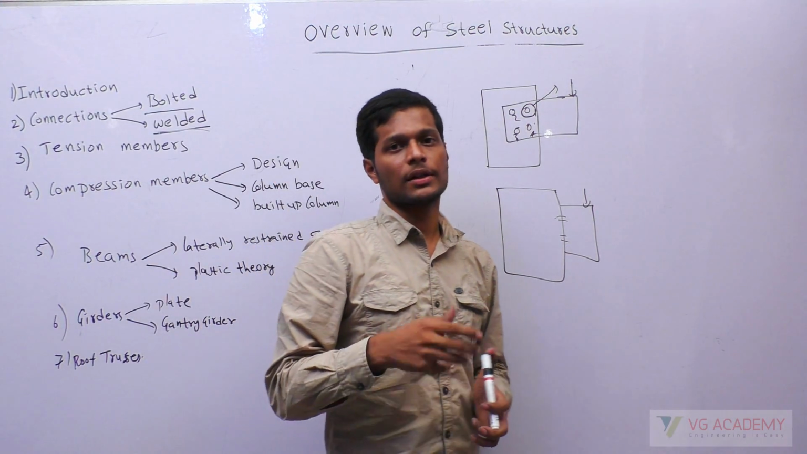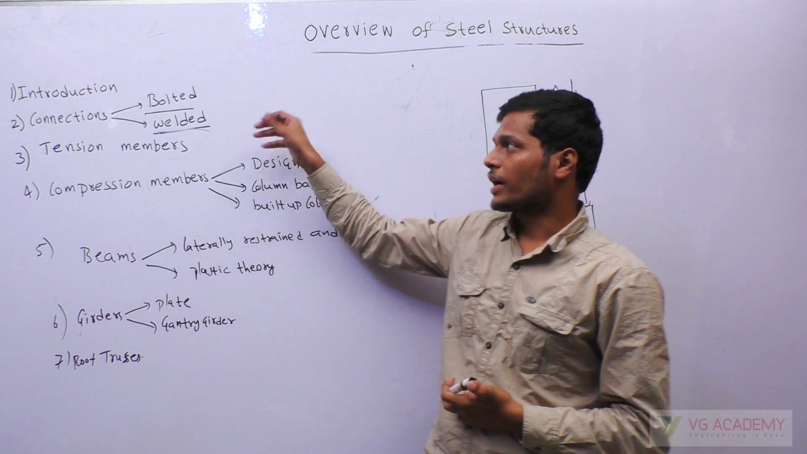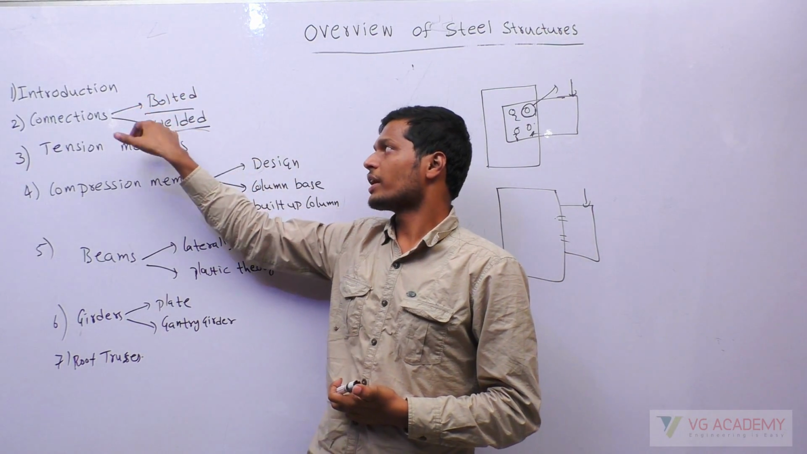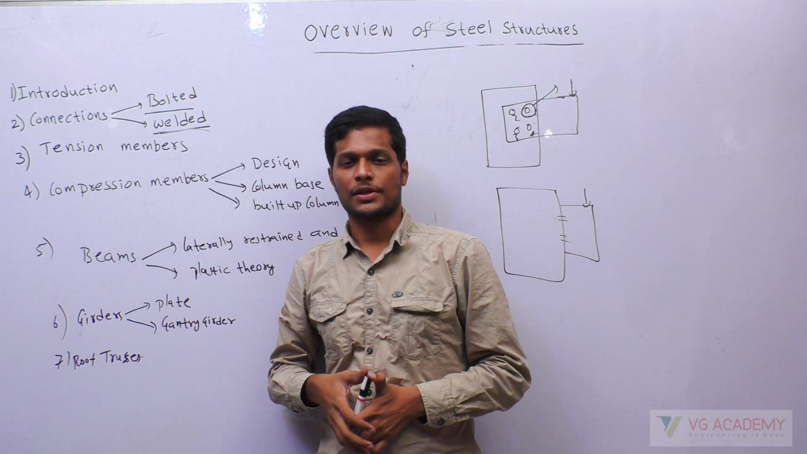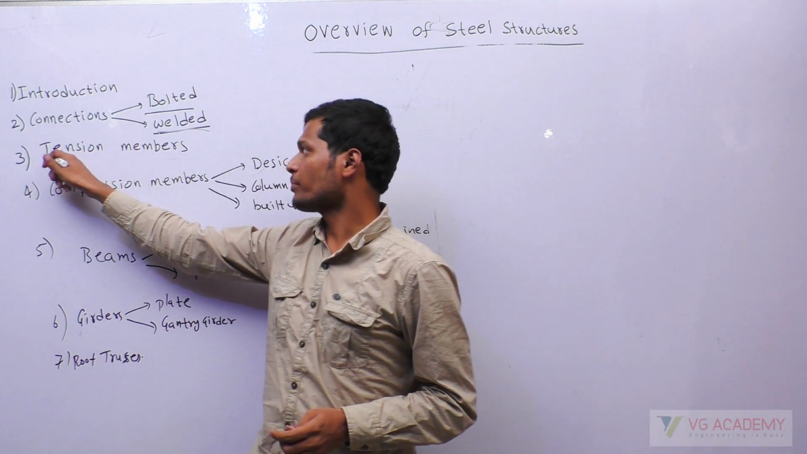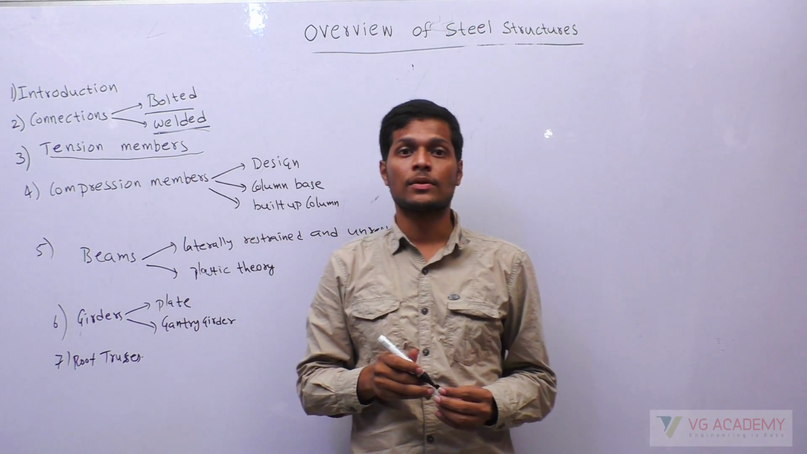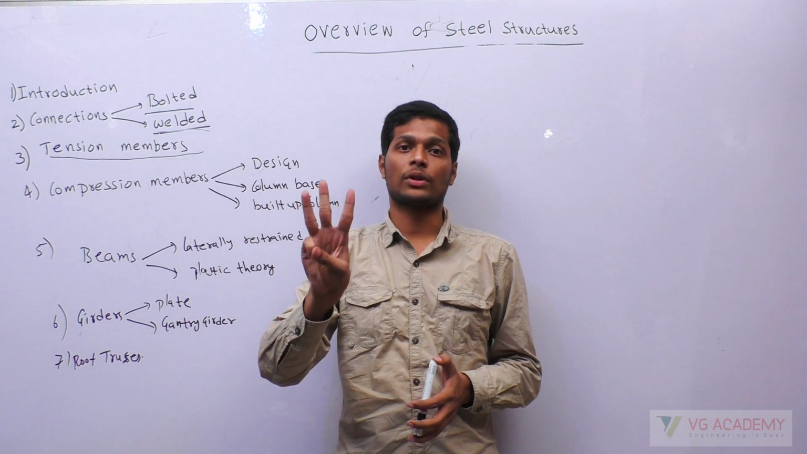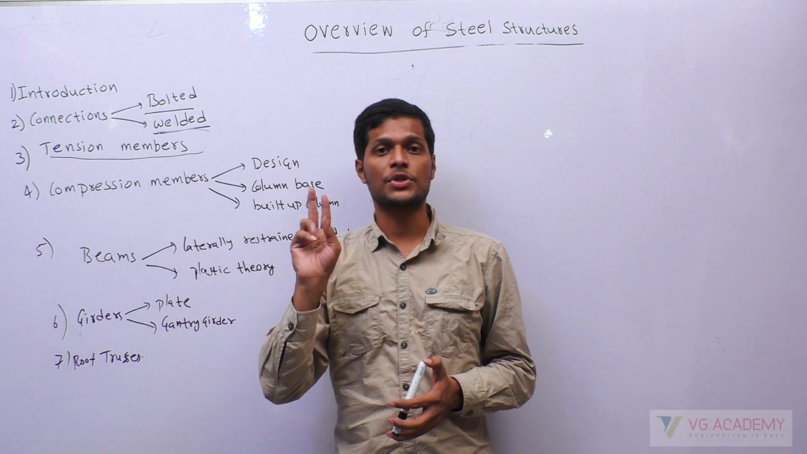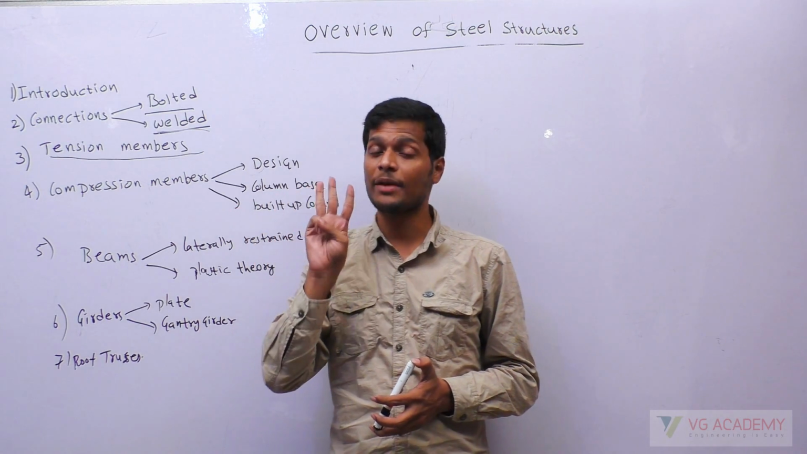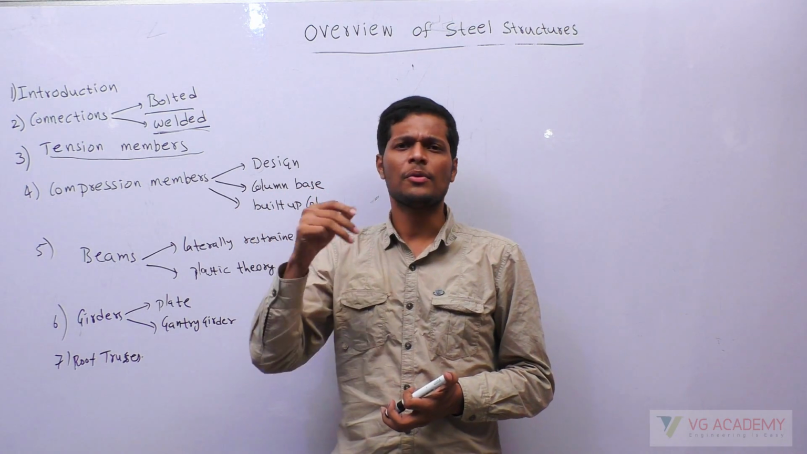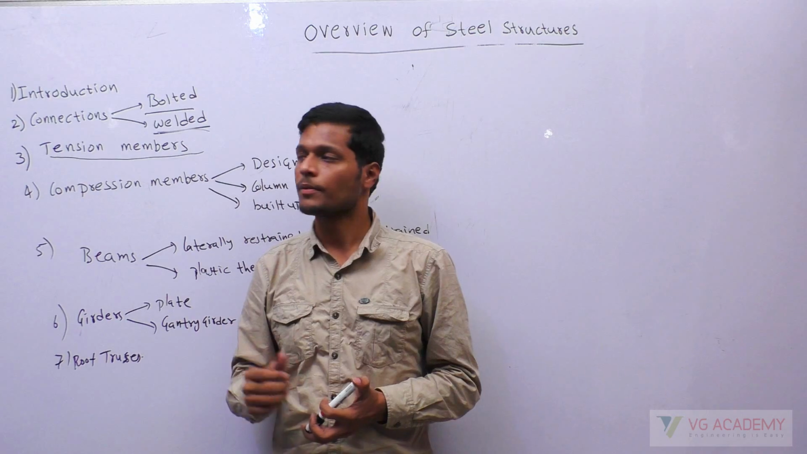Those are the important things to see from the connections chapter in bolted connections and welded connections. Coming to tension members. In tension members, we have 3 types of failure: gross yielding, net rupture, and block shear. These 3 names of the failures are very important. Formulas may not be asked.